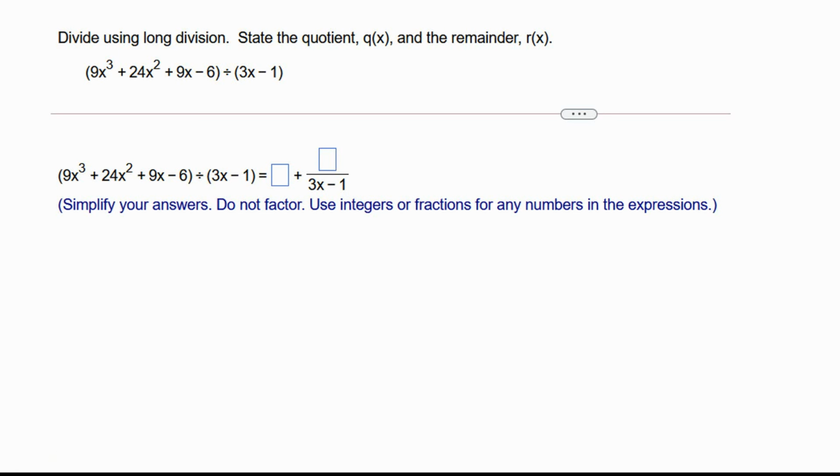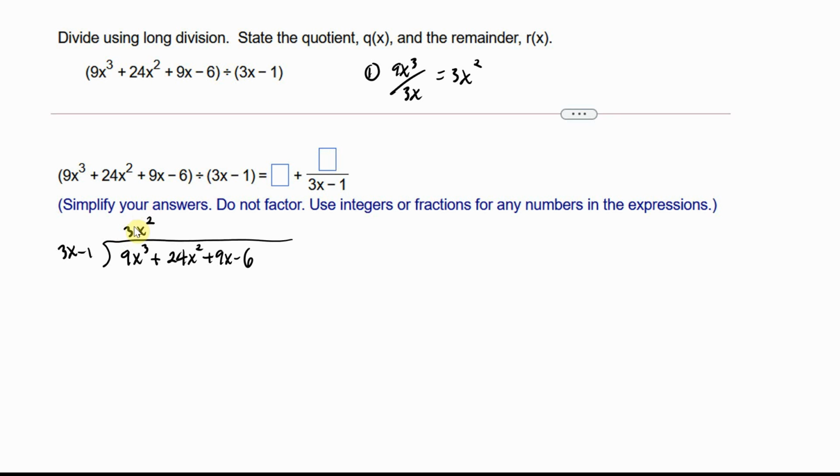All right. So we're going to divide this one. So we have 3x minus 1 divided into 9x to the third. They're all in descending order, so that's good. There's no missing terms. So first step, we divide that 9x to the third by 3x. That gives us 3x squared. So put 3x squared up here.